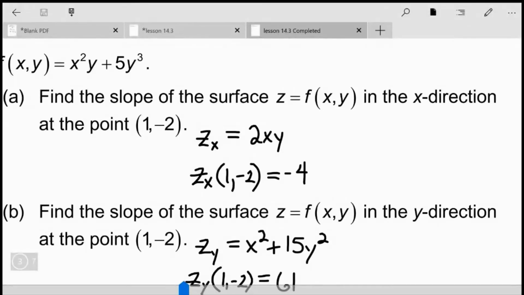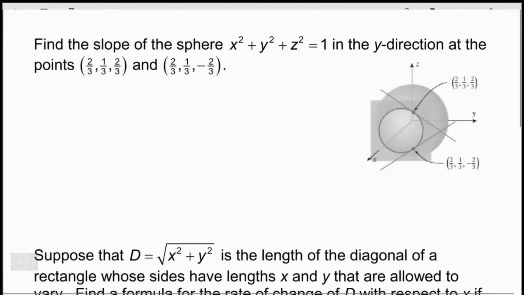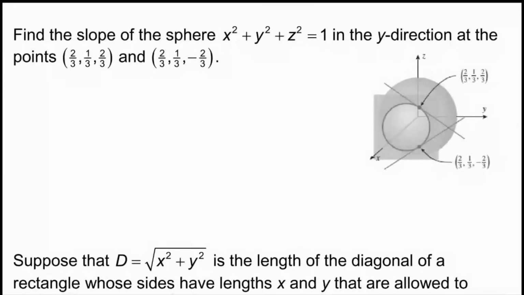All right, let's take a look at a few more problems here. This one says, find the slope of the sphere in the y direction at the points (2, 1/3, 2/3) and (2/3, 1/3, -2/3). So I want you to do the same thing here. You've got a diagram to work off of to make this a little easier to understand conceptually. But I want you to actually go through the process and find these partial derivatives at the given points. So pause the video. When you come back, I'll show you the solution.